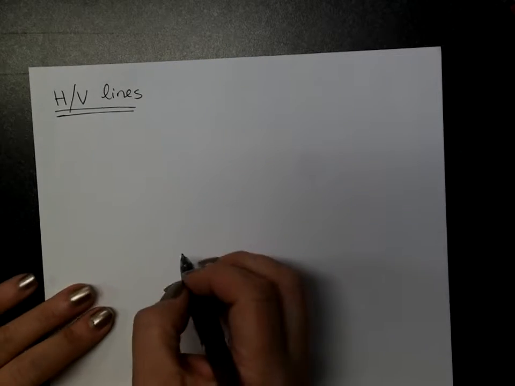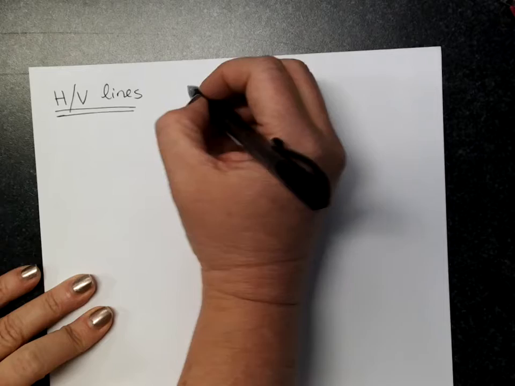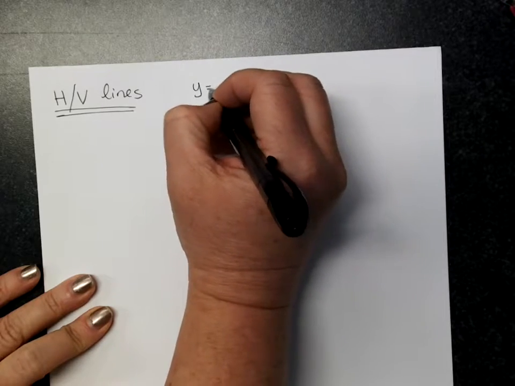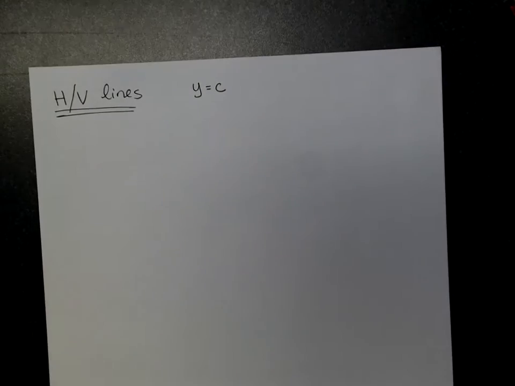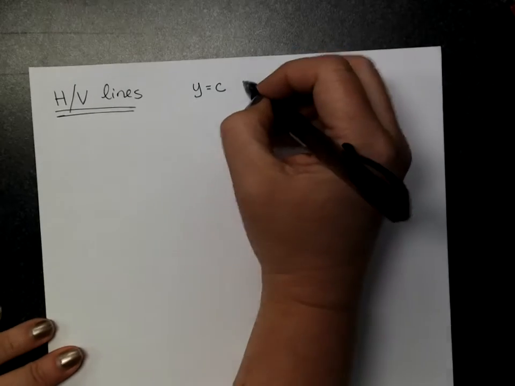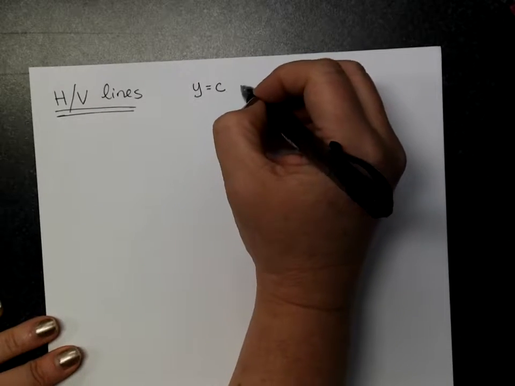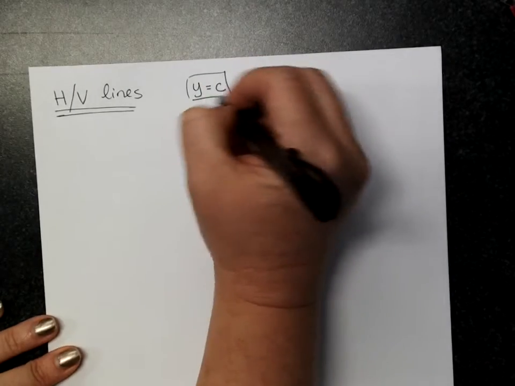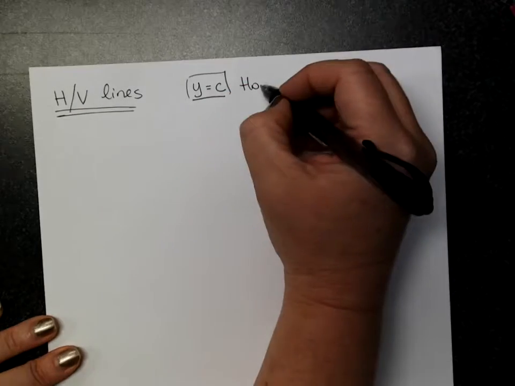This is what you know, and this is what you have to know in order to do horizontal and vertical lines. You have to know their characteristics. If you have y equals c, what kind of line is that? Horizontal, right. That's the standard form, solve for y, of a horizontal line.